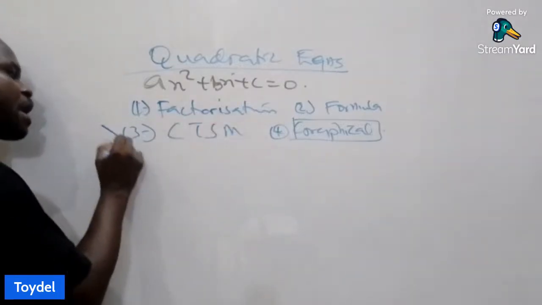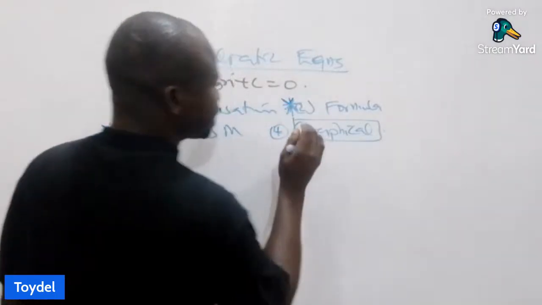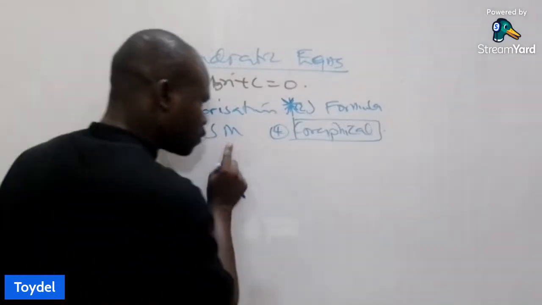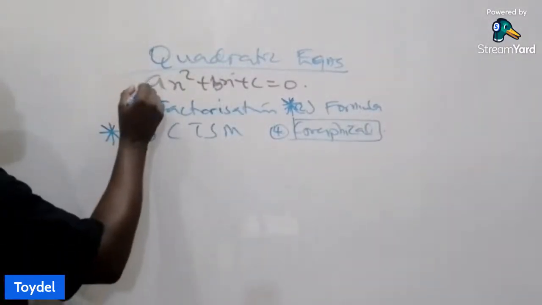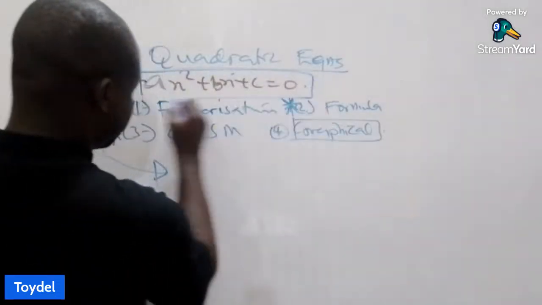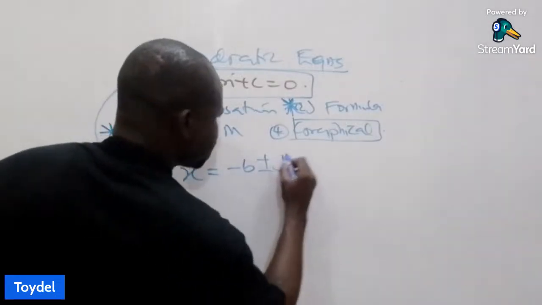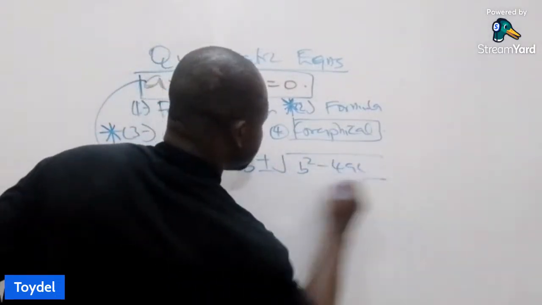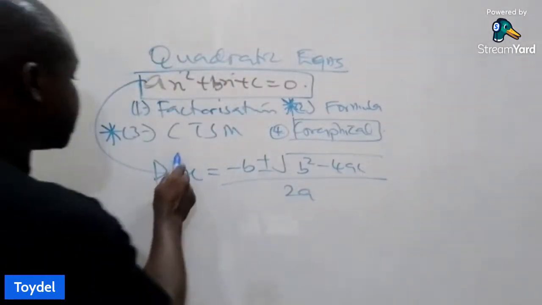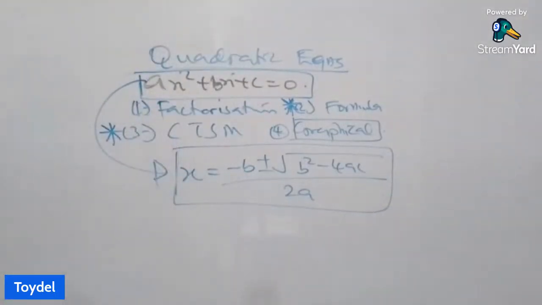The important methods that can solve any given quadratic equation problem are the completing the square method and the formula method. Then if this is a given quadratic equation, the general formula that we use is x is equal to minus b plus or minus square root of b squared minus 4ac all over 2a. This is the formula that we use to solve any given quadratic equation of degree 2.